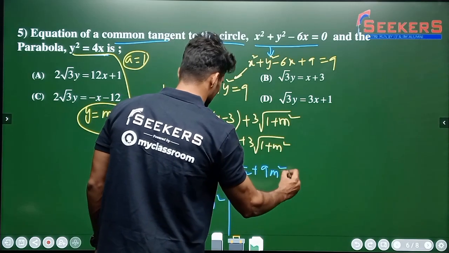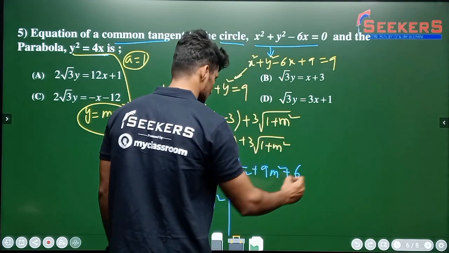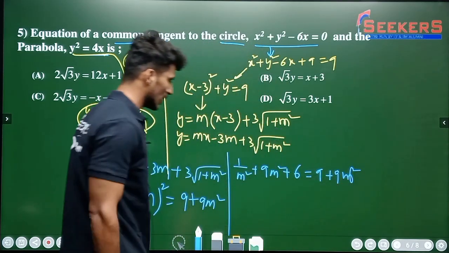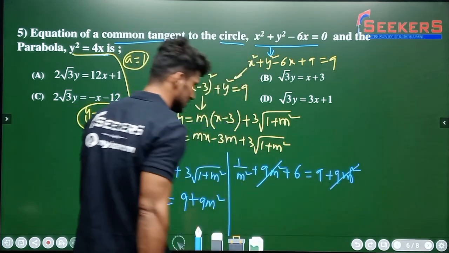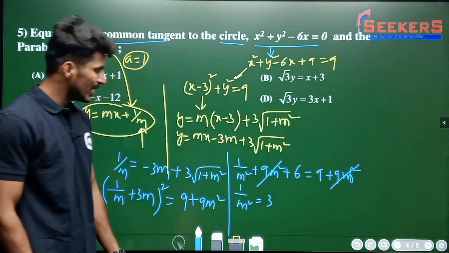9m square plus 2ab means what? 2ab, 6. I'm going to get 6 is equal to 9 plus 9m square. Yes. So what can I do now? 9m square will be getting cancelled. So 1 by m square is equal to 3, I got.